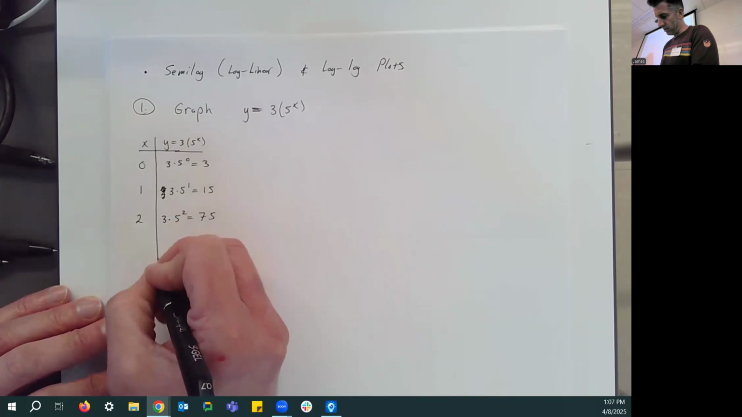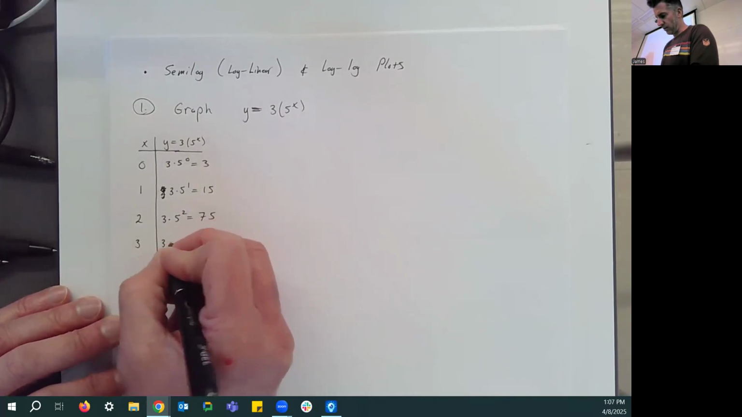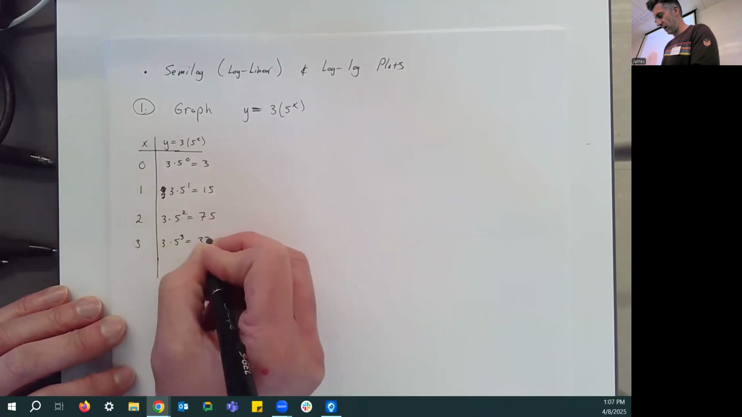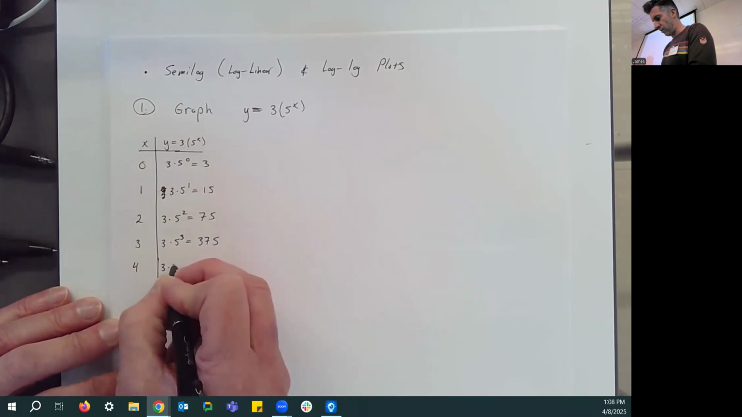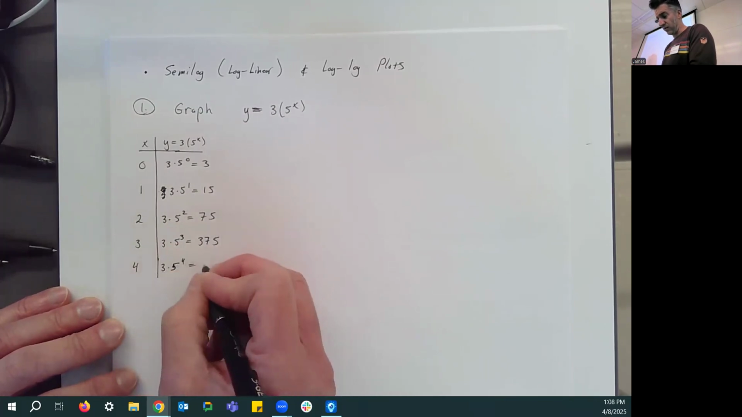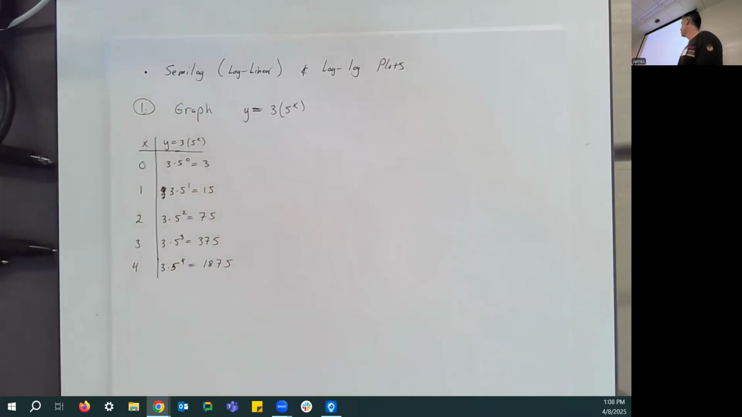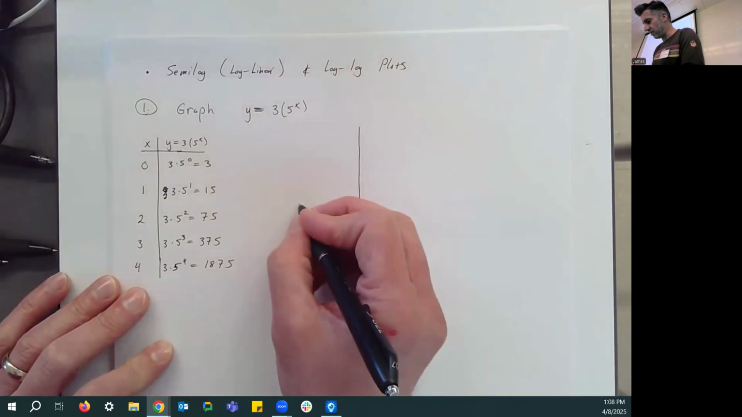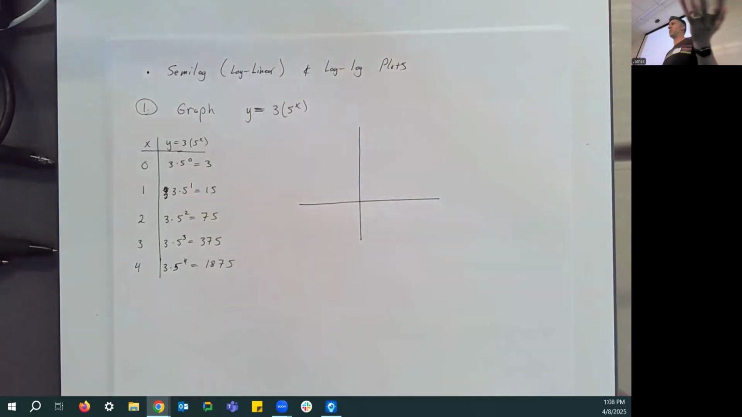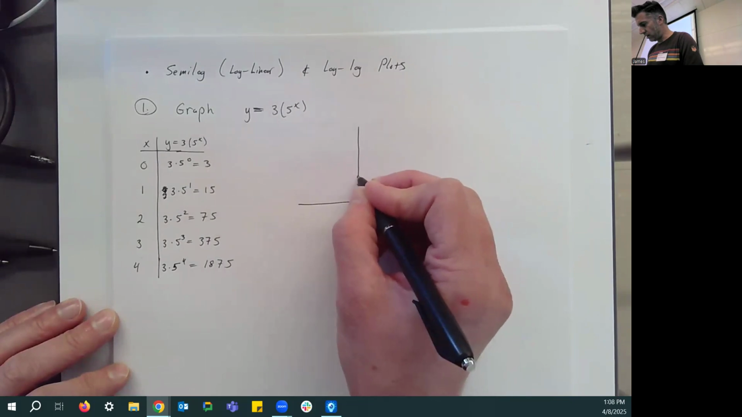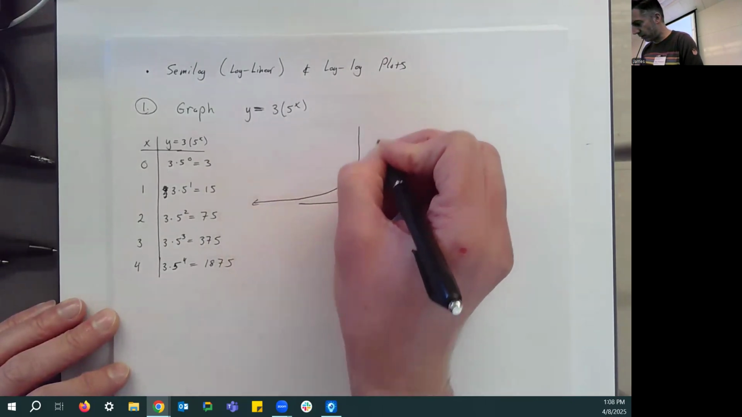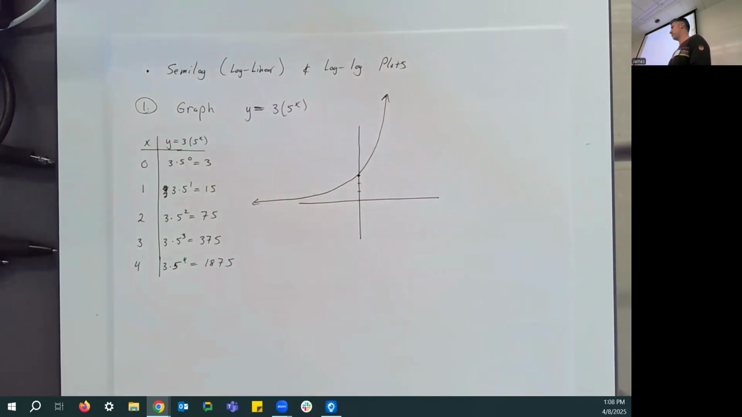Let's go a couple more here. x is 3. We get 3 times 5 to the third, which is 3 times 125, which is 375. Things get out of control pretty quickly here. If x is 4, we get 3 times 5 to the fourth, which is 3 times 625, which is 1,875. So not even getting up to x equal to 10, we've already got y values that are vastly outpacing our x values, right? We try to graph this. The graph doesn't really say a whole lot to us other than, yeah, it's exponential. We could plot x equal to 0, y equal to 3, and it's going to do something like this, but it's going to get super big, super fast. It doesn't really help me see what's going on.